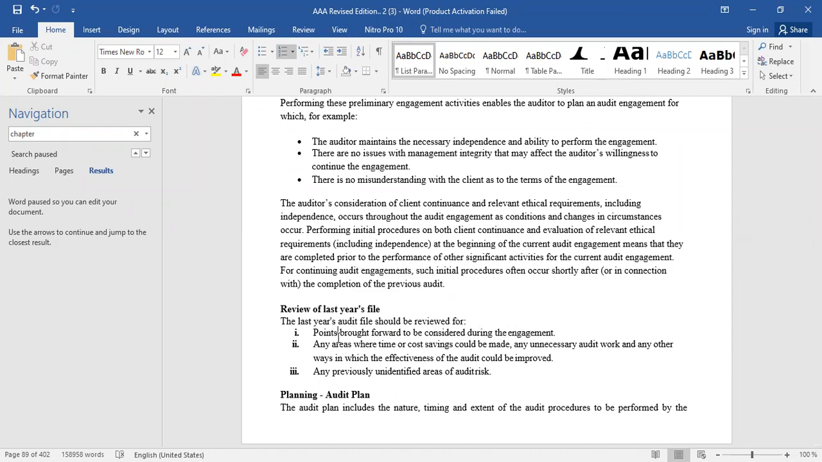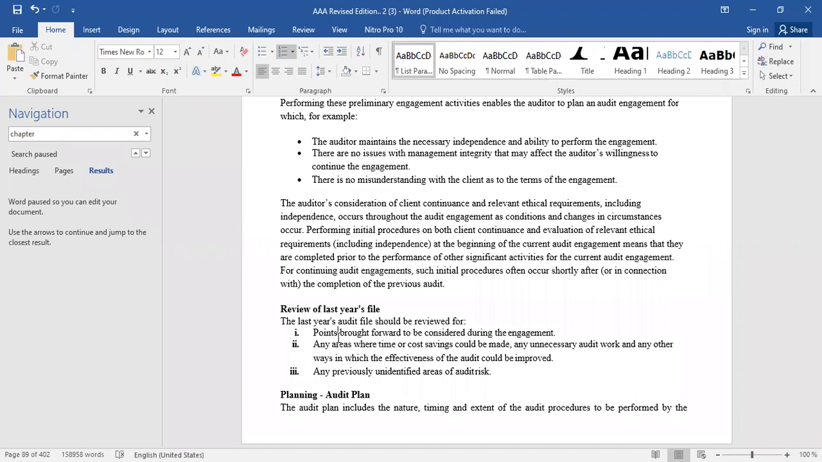The next one, you need to check if there are any areas where time or cost savings could be made. There are some things you should not look at again. For example, already you have title deed and logbook copies. You can easily save time instead of again looking for them, asking for logbook, title deed, and going to take copies. No. You just tell them to show you the original, you compare with what you have already in the file, you save time.